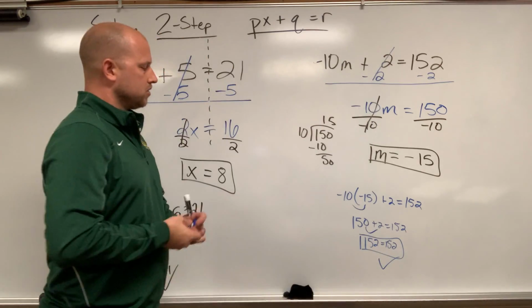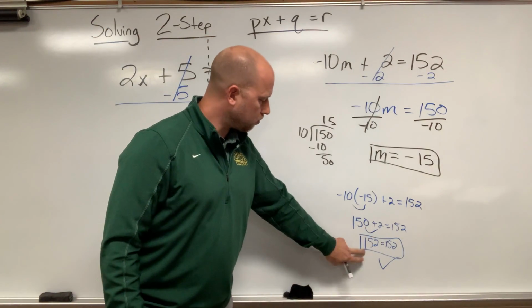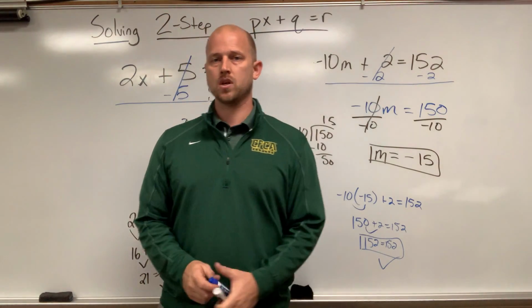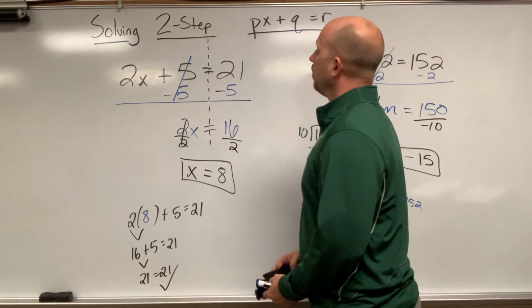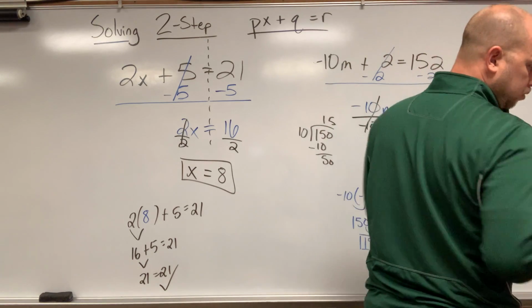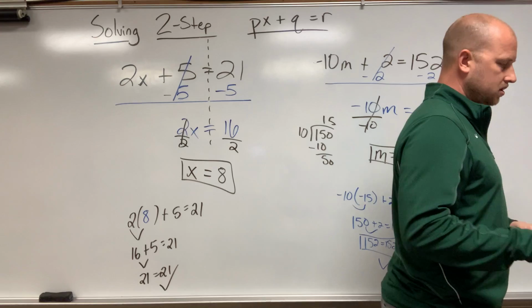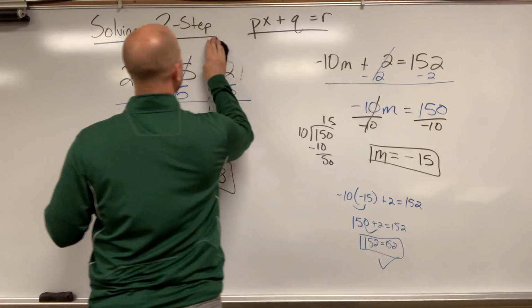There we go. So we multiplied and then we added the 2. 152 does equal 152. So you did it right. Okay? Now, a couple of the problems on the work are going to kind of trip you up. Let's do some of those other ones real quick.